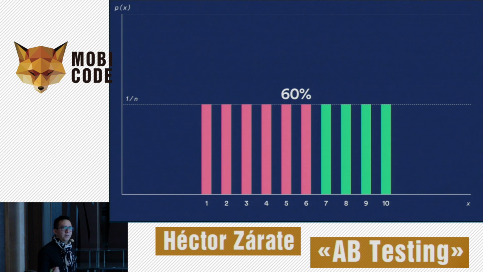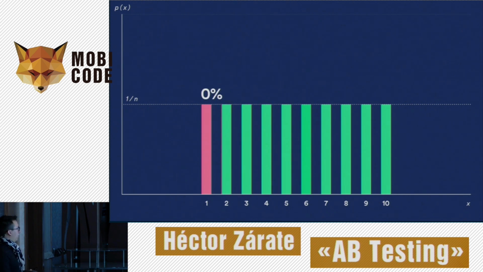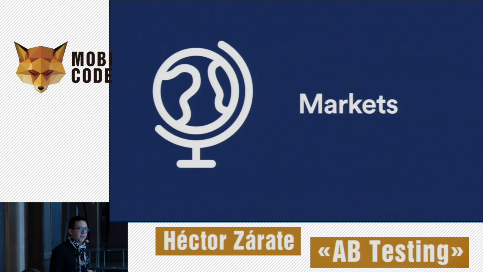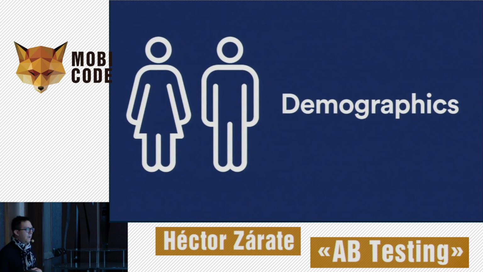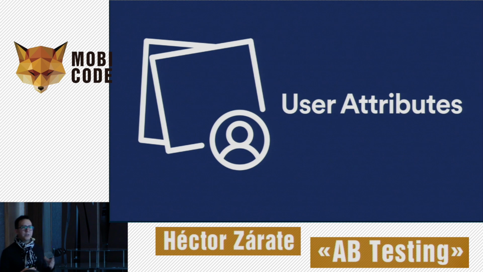And we use the same mechanism also to roll them back in case something goes wrong. So we use it both to carry out A/B tests and also to make deployments and limit the scope of damage if some features don't perform as we expected, or if they introduce some bug that we were not aware of. And with a little bit more logic, we can target specific markets or specific demographics or specific user attributes like registration dates or things more specific.